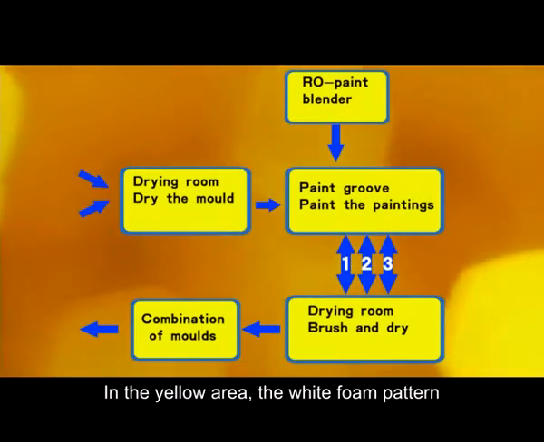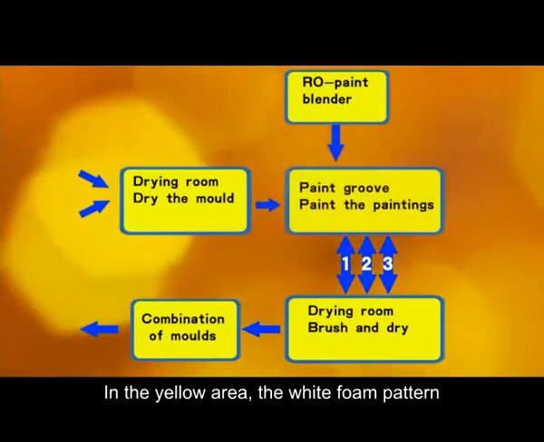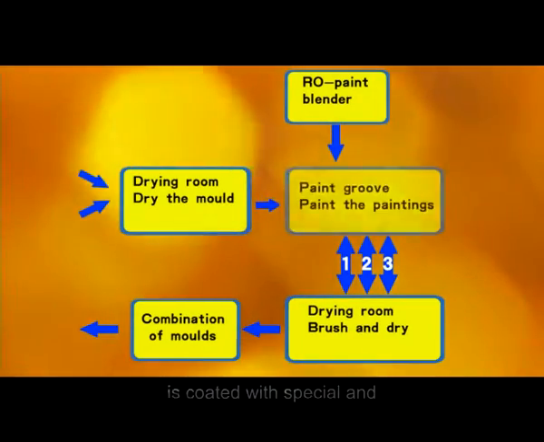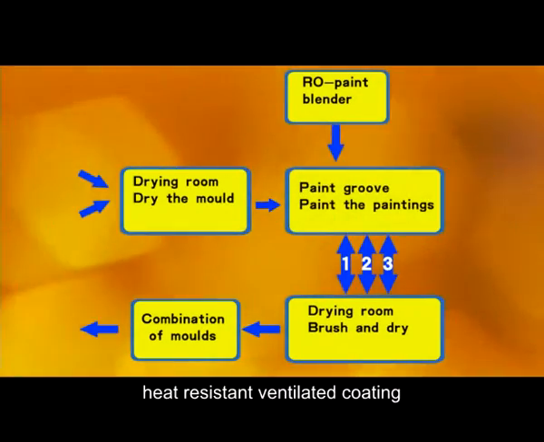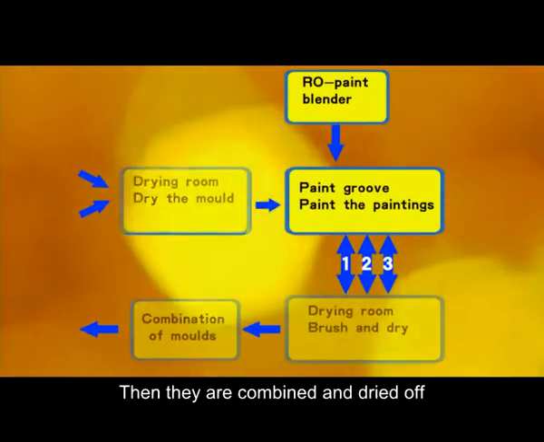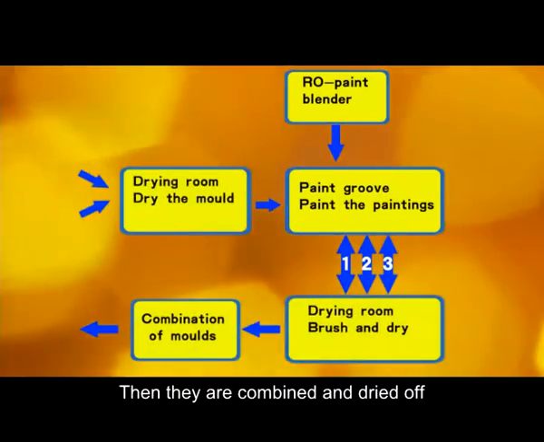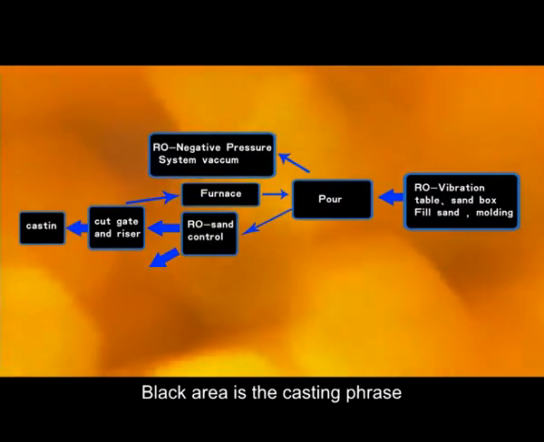Yellow area is the area where the white foam pattern is coated with special heat-resistant ventilated coating. And then these foam patterns are combined and dried off. Black area is the casting phase.